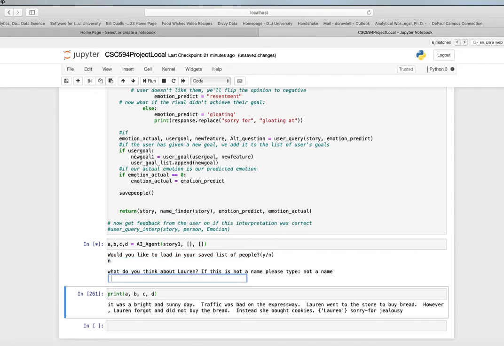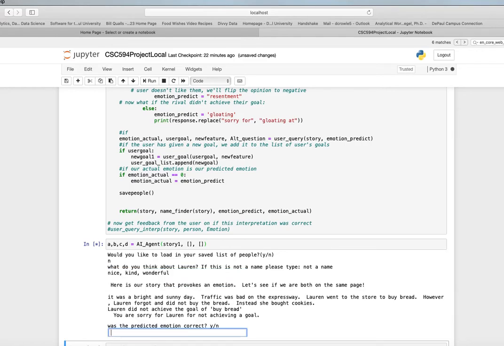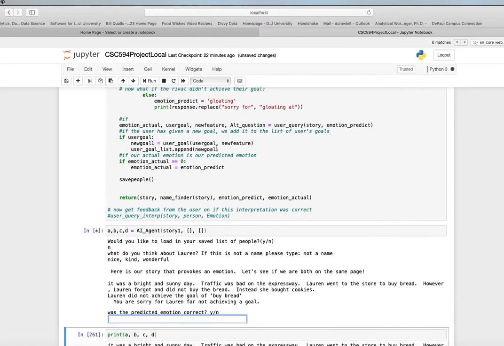All right, so we loaded in a story, which we'll show next, but Lauren is a character in the story. The agent wants to know a little bit about Lauren because it doesn't know anything about her. So let's type in she's nice, she's kind, she's wonderful. Then the agent is going to do a sentiment analysis on what we type about this person. The sentiment analysis tells the agent: is this a friend? Is this a rival? Is this somebody we just don't care that much about? In this case, Lauren is marked as a friend.